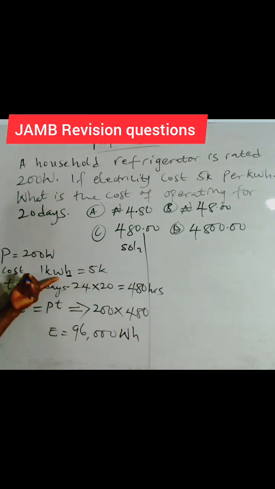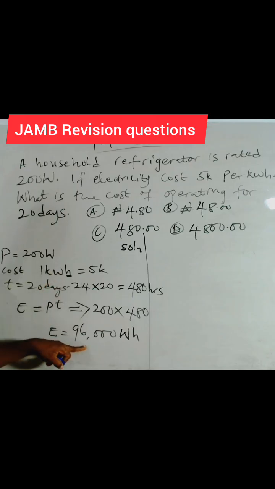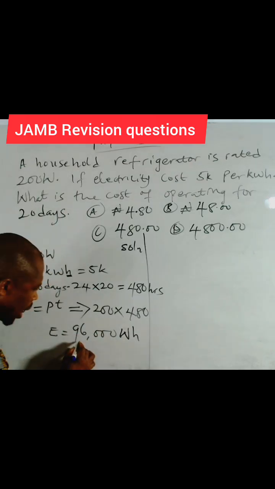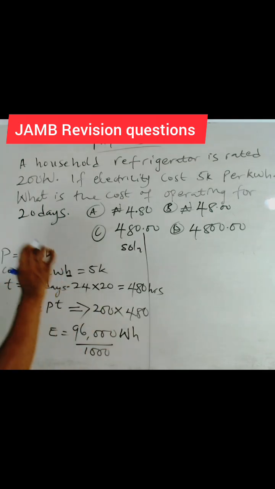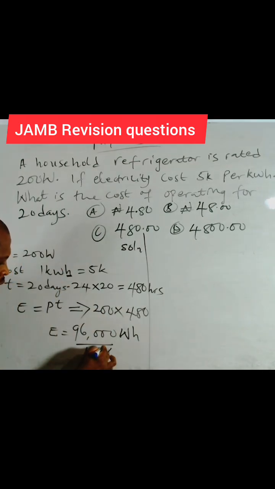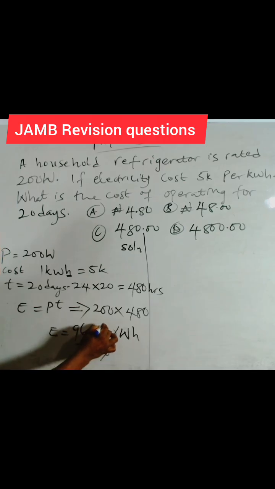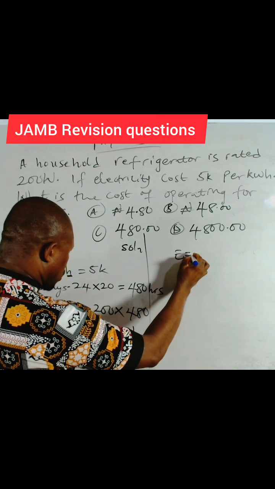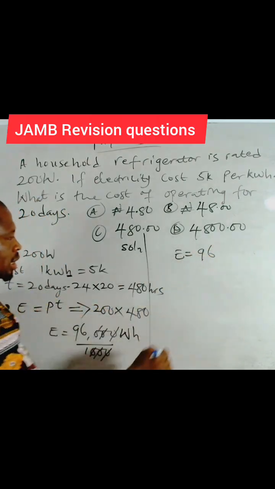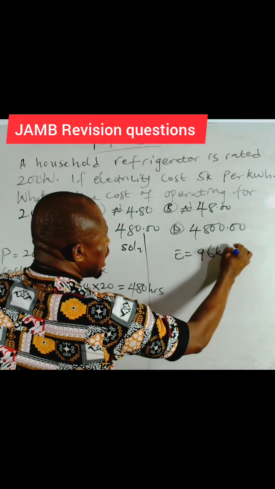Remember, the cost is in kilowatt hour. What do we do? Convert this to kilowatt hour. How do we convert it? Divide by 1,000, because 1,000 is kilo. Now, 1, 2, 3 zeros. We'll now have that the energy is equal to 96 kilowatt hour.